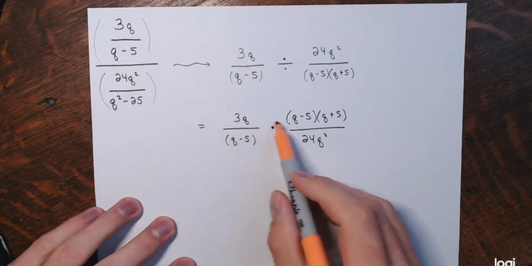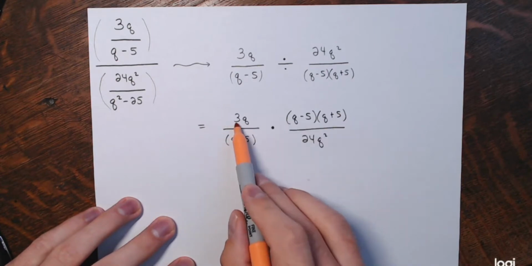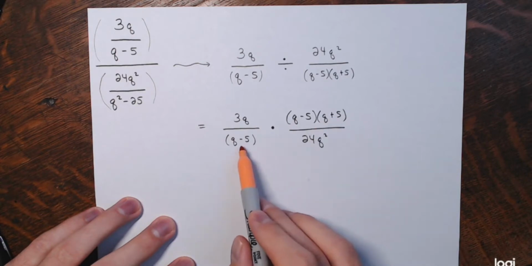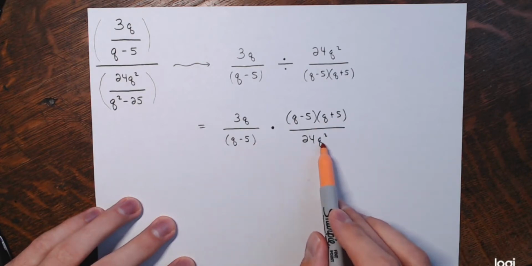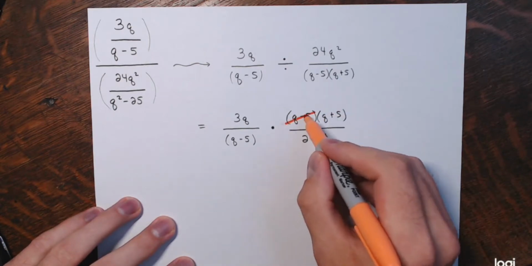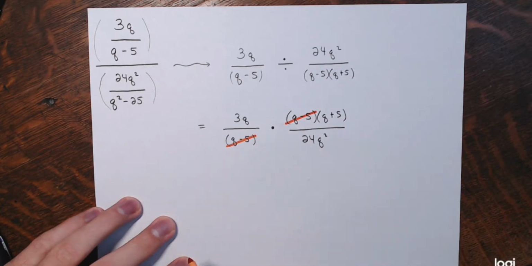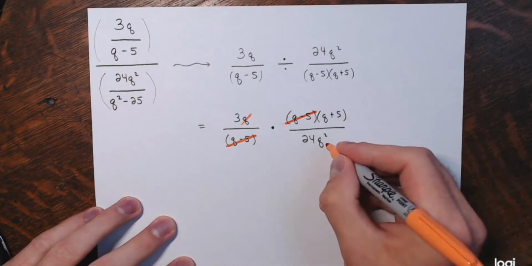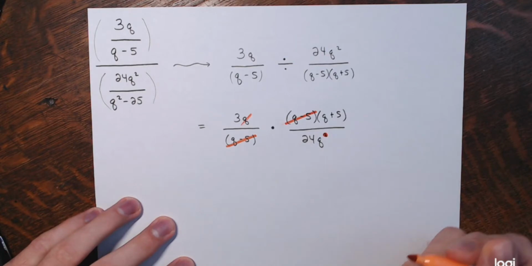You could multiply them, but we know the factors. The numerator has factors of 3, q minus 5, q plus 5. The denominator has factors of q minus 5, 24, and q squared. So I'm seeing a q minus 5 factor in the numerator and a q minus 5 factor in the denominator. Great. There's a factor of q in the numerator, and there are 2 factors of q in the denominator. Only one of those will cancel, so I'm left with q.